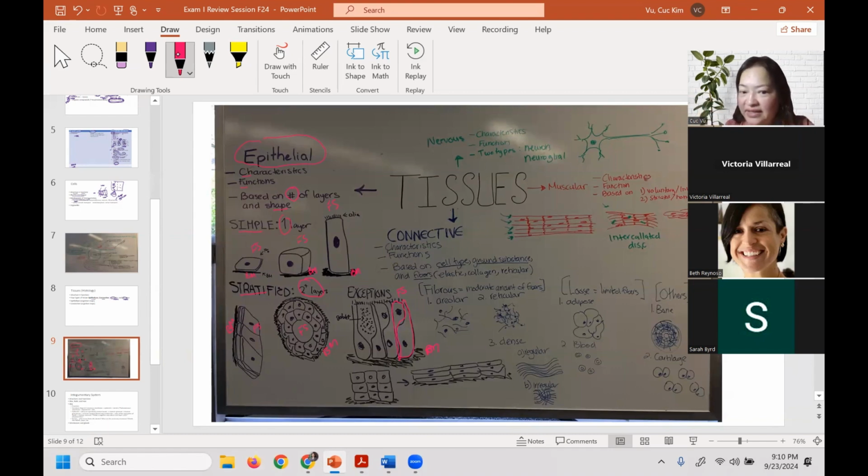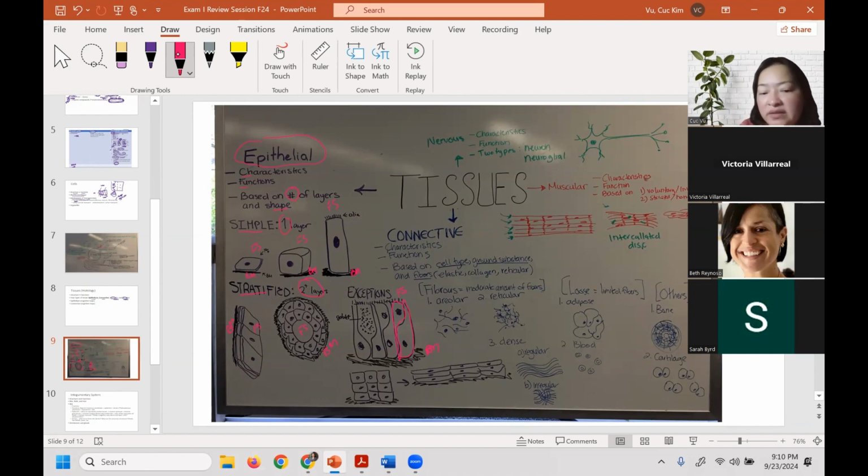It looks stratified, and that's what makes this epithelium so tricky. That's why we call it pseudo-stratified columnar epithelium. Pseudo meaning false, stratified meaning multiple layers, because it's a false multiple layer. It looks like it's multiple layers, but it's actually simple.